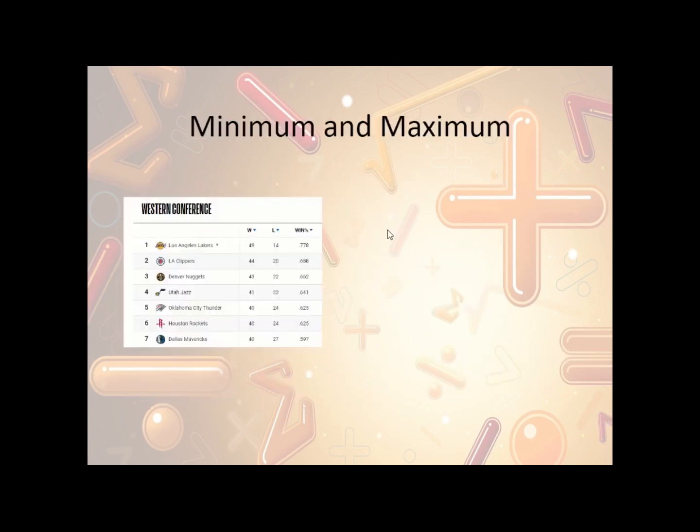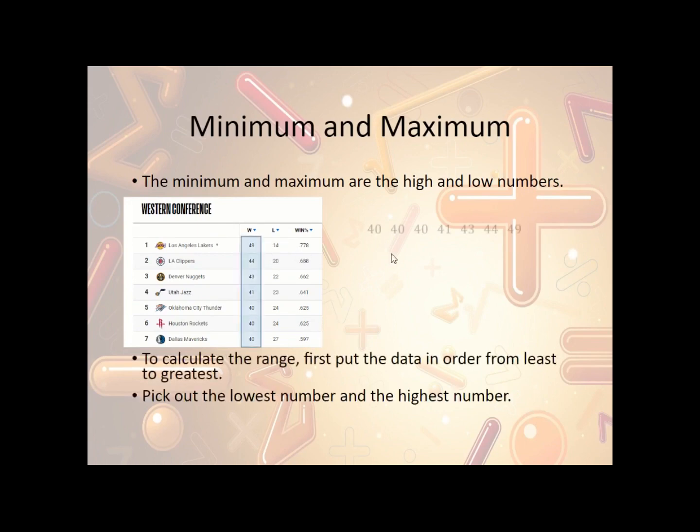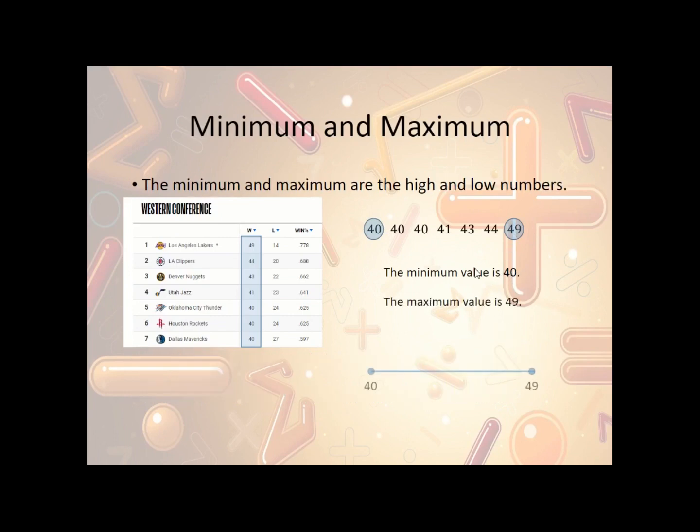And then the left side right here, we call that the first quartile, and we call this one the third quartile. So let's look at this set of data, and we need to find the minimum and maximum. So the minimum and maximum are the lowest number and highest number. So if we do that, we arrange these from least to greatest, and our lowest number is 40, and our highest number is 49. So the minimum is 40, and our maximum is 49. So when we start our plot, it should look like this. It should have an endpoint at 40 and an endpoint at 49.